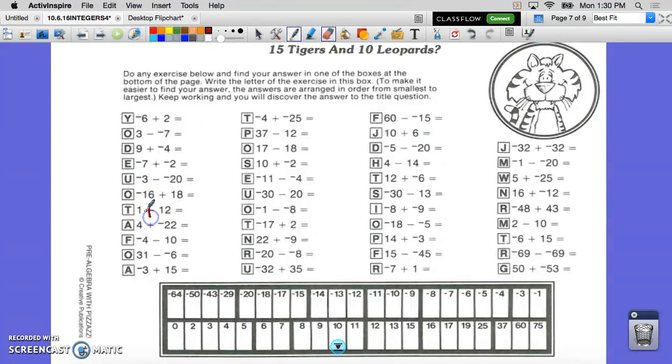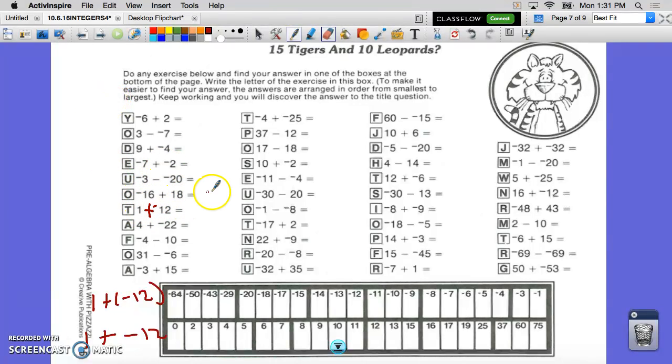Okay. So change it to addition. Change the sign of the second digit. So I have 1 plus negative 12. You could rewrite it with parentheses, as some people like to, or you can use it without the parentheses. Okay? But the bottom line is you're still going to follow your addition rules.